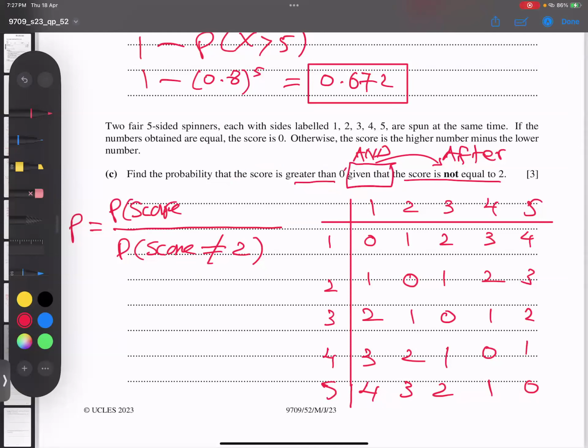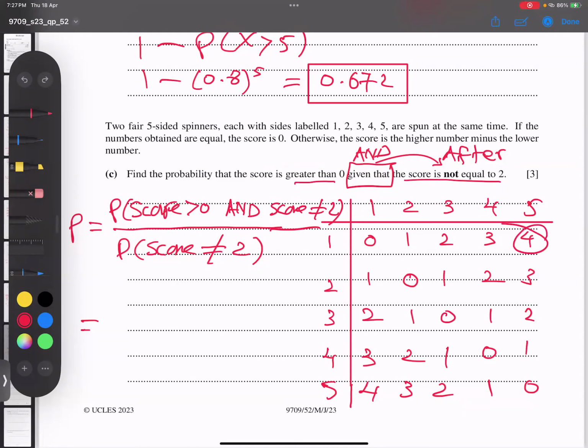Okay, score is given. Score is greater than 0, and score is not equal to 2. So score is greater than 0, and I'm writing the bit and score is not equal to 2. So let's see what he said: score is not equal to 2. Not equal to 2, I just count those, or not equal to 2, I can count easily directly.